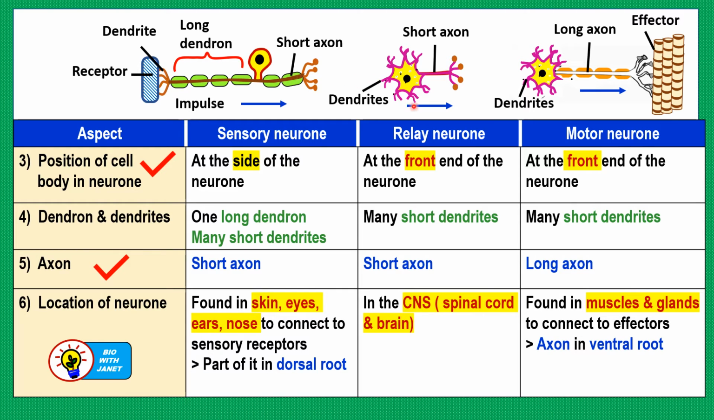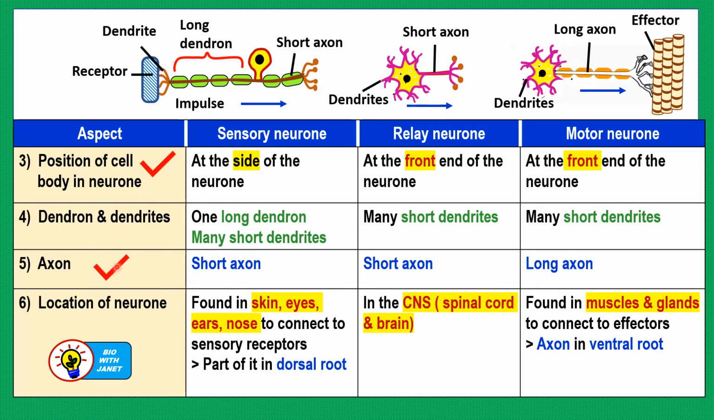Now, for the relay neuron, usually they don't mention dendrons. Dendron is usually used for the sensory neuron only in this case. Just many dendrites. It's many short dendrites that transmit nerve impulses to the cell body. Same for the motor neuron. It's the same as for the relay neuron. Many short dendrites. Now, how about the axon?